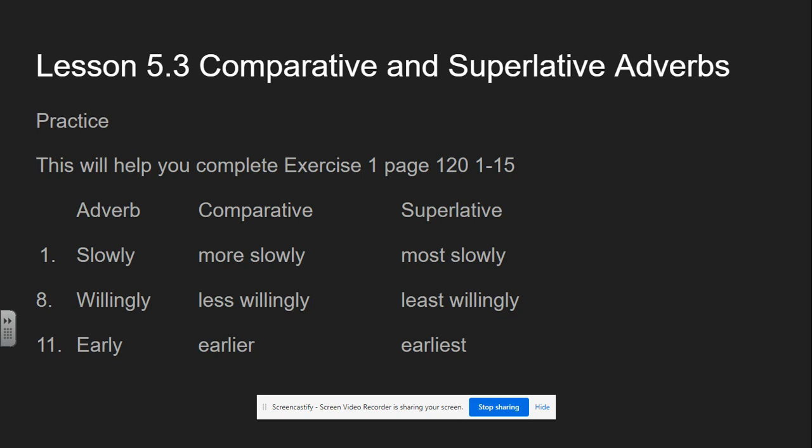The comparative of willingly is less willingly. The superlative is least willingly. You notice I use less and least, but we could use more willingly or we could use most willingly. We could interchange less and least, more and most. Now, number 11 took a different way. 11, we started with the positive form early, and if we were going to compare it to one other thing, earlier, but if we were comparing it to more than 3 things, we would say earliest.